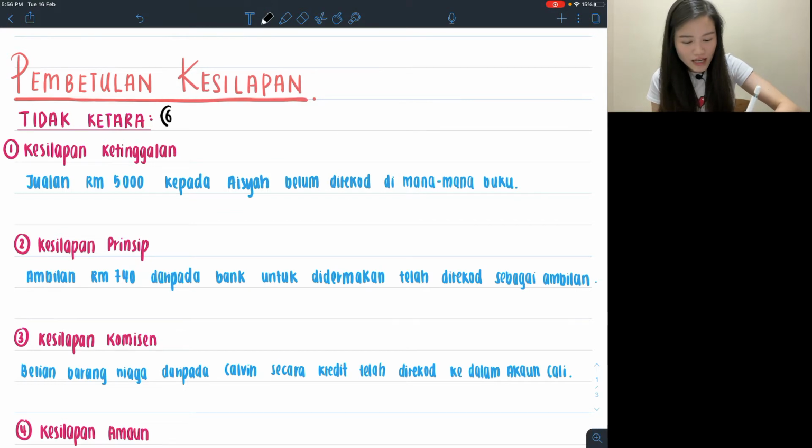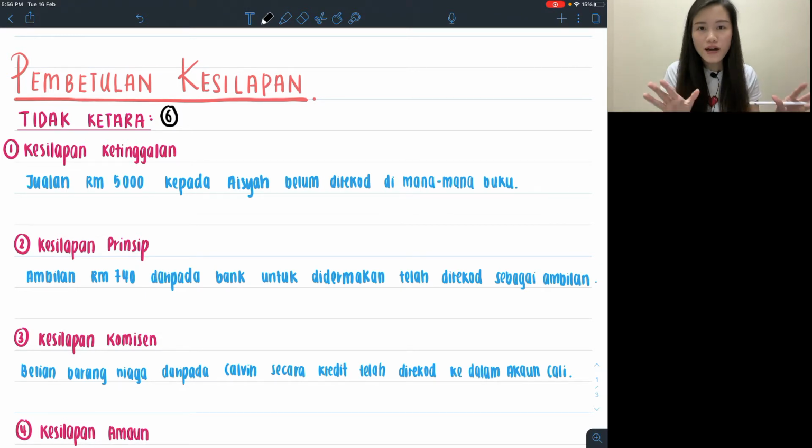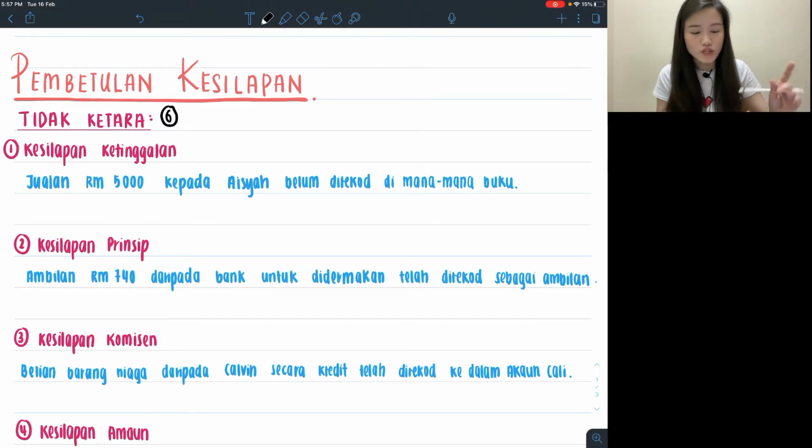So these 6 types, I will start from the most basic one all the way until the hardest one, okay? So starting from first one, which is kesilapan ketinggalan. But hold on, okay? Before I actually go into the journeys, I want to let you guys know the format of answering your kesilapan, which is using journal arm.